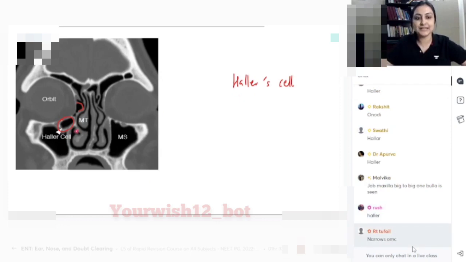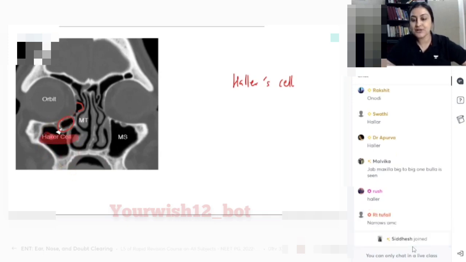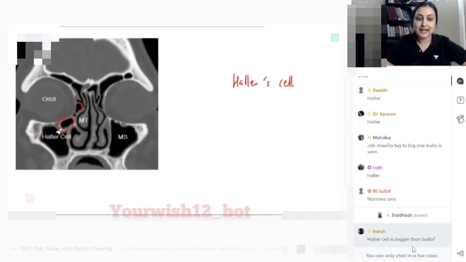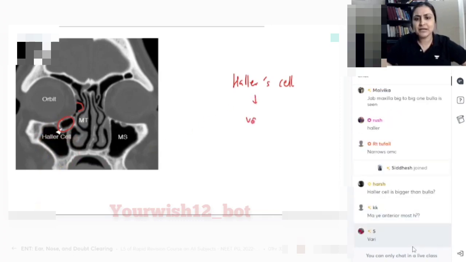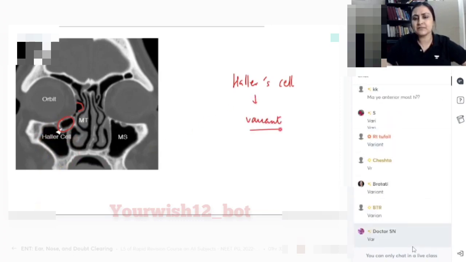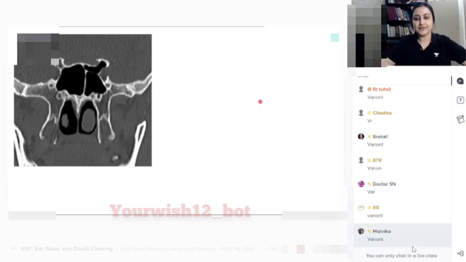Understood? So this is Haller cell and it can actually obstruct the osteomeatal unit and cause maxillary sinusitis or a mucocele of the maxillary sinus. So this can actually cause an obstruction. So is Haller's always present or is it a variant? Haller cell is a variant. It can be bigger also than bulla ethmoidalis because it is a variant, right? It is not always seen. Okay, so this is Haller cell, which is a variant, infraorbital.